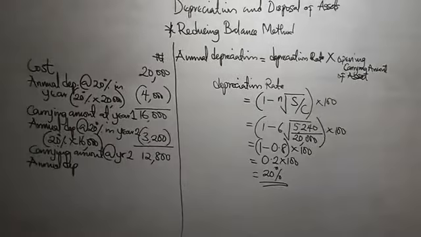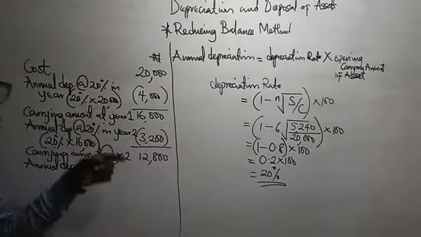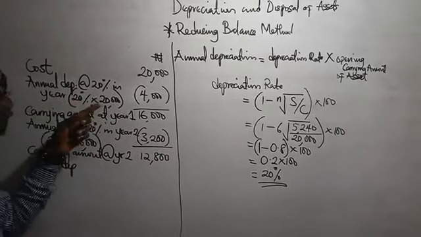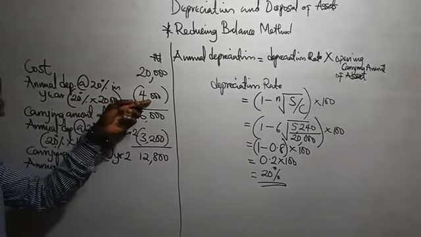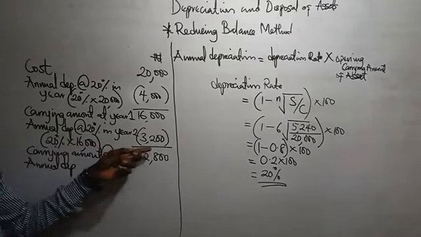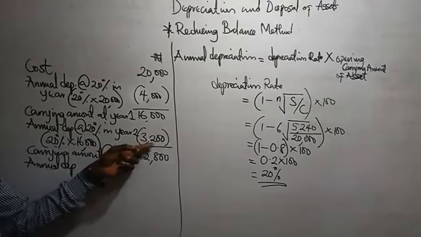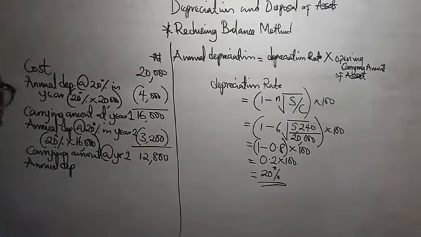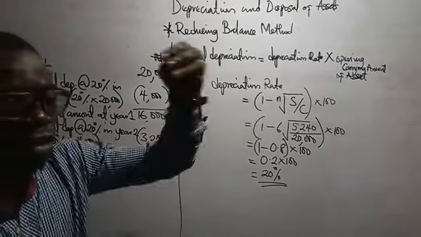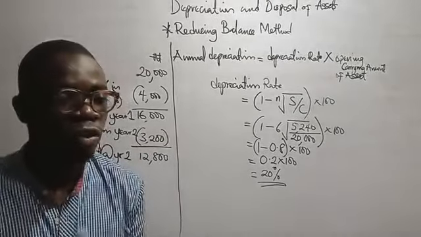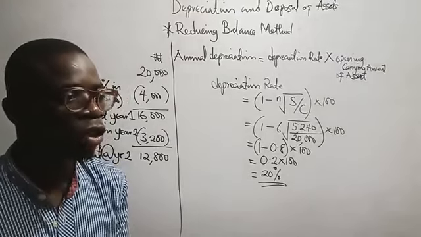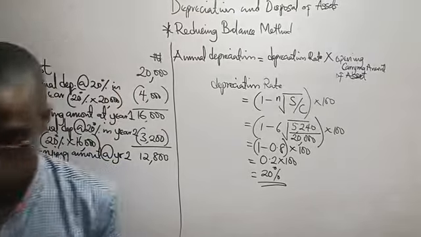Please let me pause. What I was explaining earlier is clearer now. What is the annual depreciation in year 1? 4,000. In year 2, how much is it? 3,200. Is it the same? That means as the asset is reducing in value, what happens? The annual depreciation is also reducing.